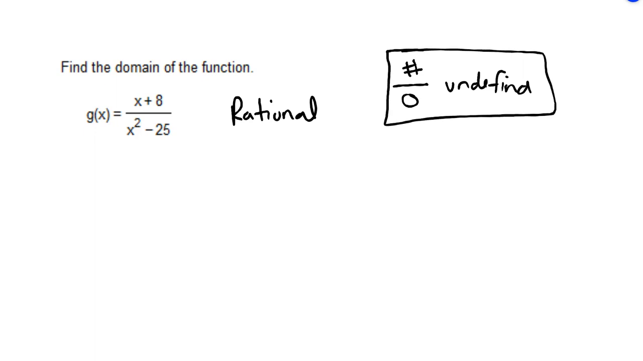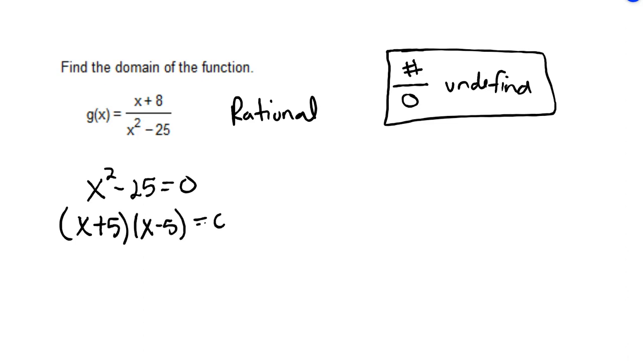So we want to find the restrictions on the variable by setting the denominator equal to 0 and solving. So this is x squared minus 25 equals 0. I can factor x squared minus 25 into x plus 5, x minus 5, and then use the zero product property and set each factor equal to 0. That gives me x equals negative 5 and x equals positive 5. These are the restrictions on the domain.